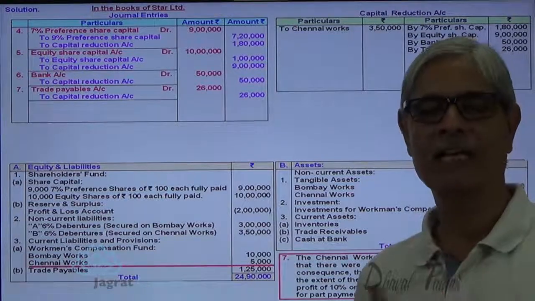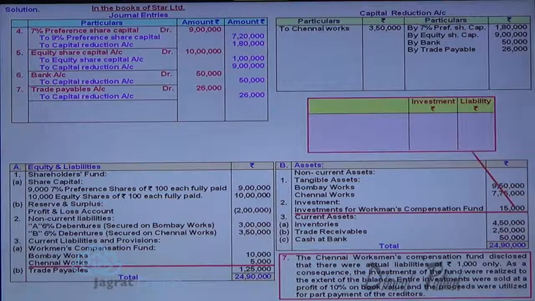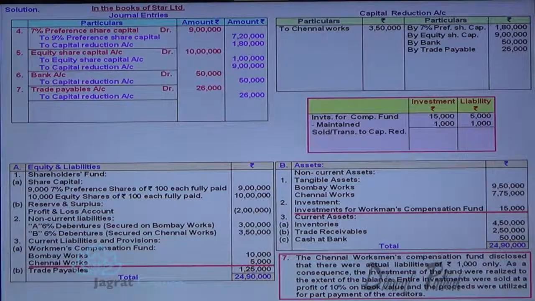That surplus will be transferred to capital reduction account. Here if you look at the investments, 15,000 are the investments for this liability, for this provision. This is the provision 5,000. I want to maintain a provision of 1,000 because actual liability exists. So I want to maintain the investment of 1,000 and the liability of 1,000. So remaining investments are available for me to sell, and 4,000 is a provision for which no liability exists, and that provision without liability is known as surplus, and that will be transferred to capital reduction account.